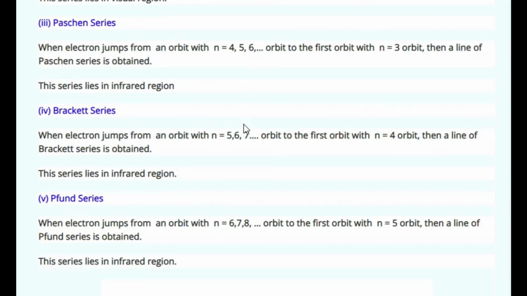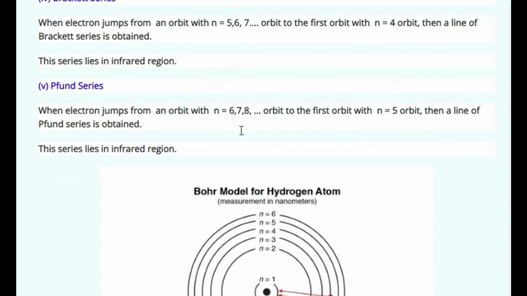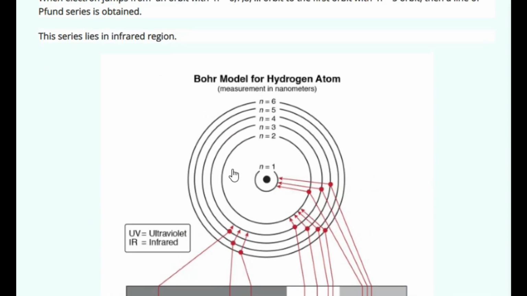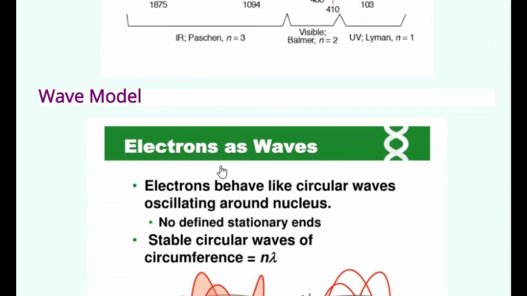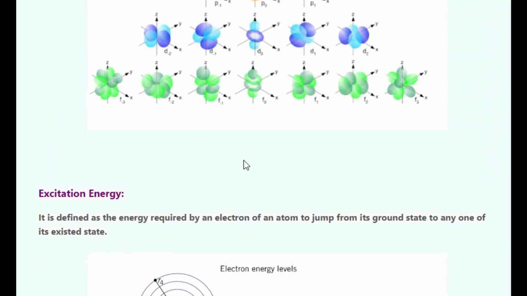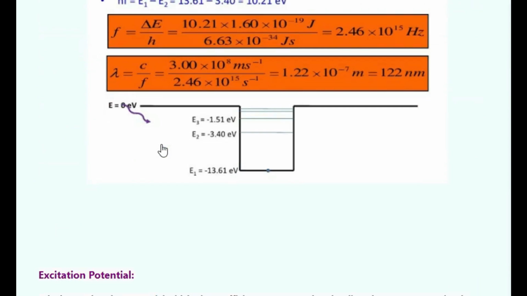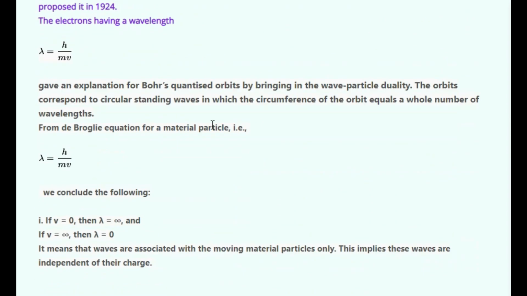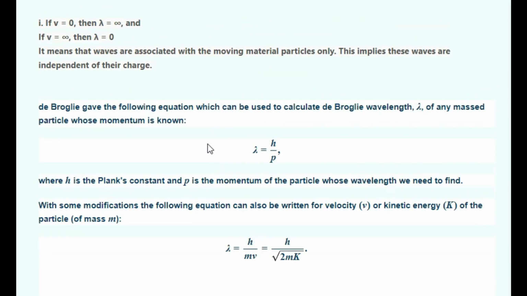Then some numerical aspects of these spectral series and how we can find the wavelength of a certain spectral line belonging to a particular series. Then we shall study about wave model. Then we are to go through excitation energy and ionization energy, and thereby go towards de Broglie hypothesis, and then end the chapter with some numerical problems.